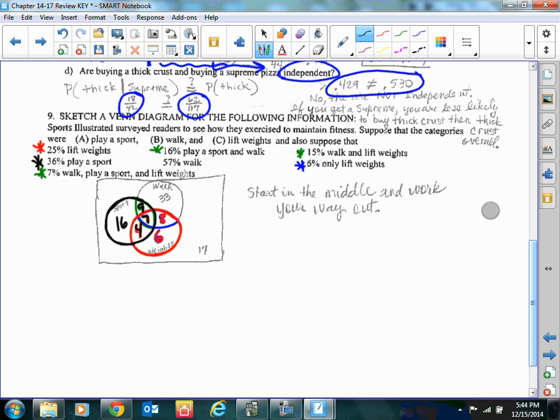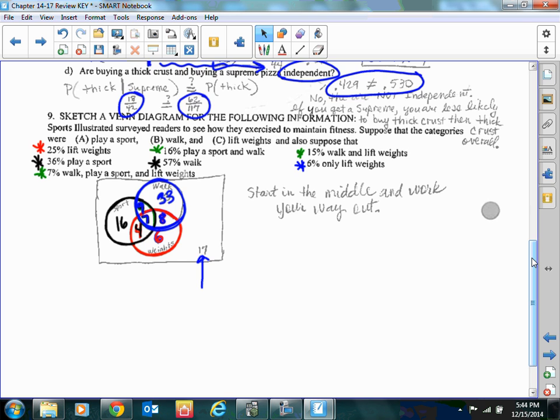And finally, the 57% that walk. For the exact same reason, this entire circle is 57%, of which 9, 7, and 8 are already in there. That's 24. Therefore, the remaining part to total up to 57 is 33. Now, add up all of those little bitty spaces and then subtract that from 100% to get the portion that do none of those items. And that is how you fill out the complete thing.